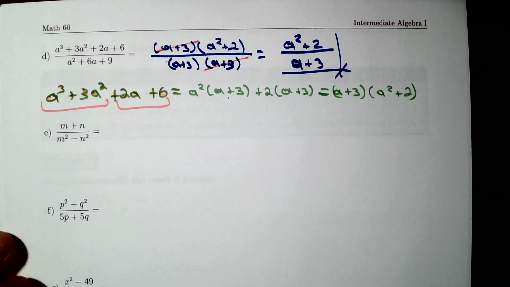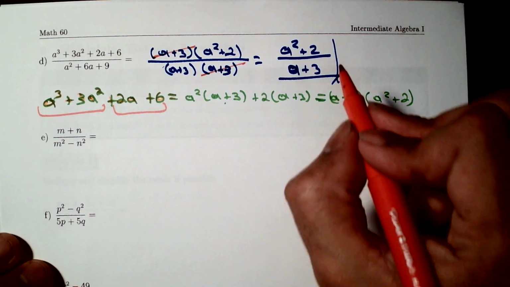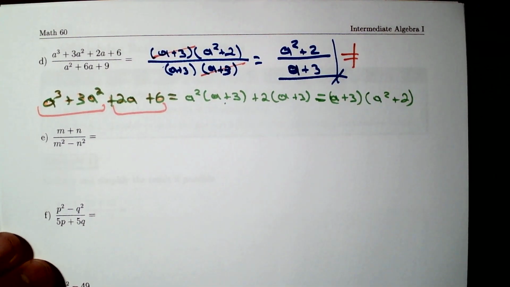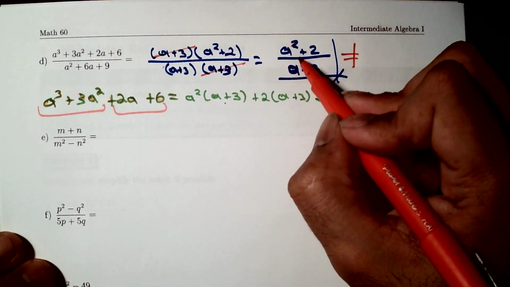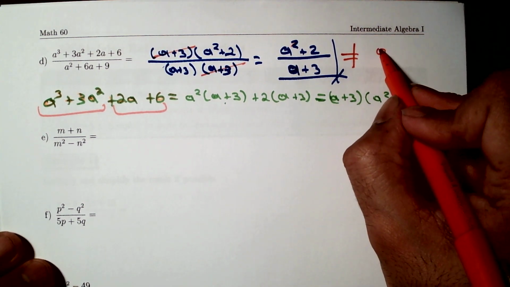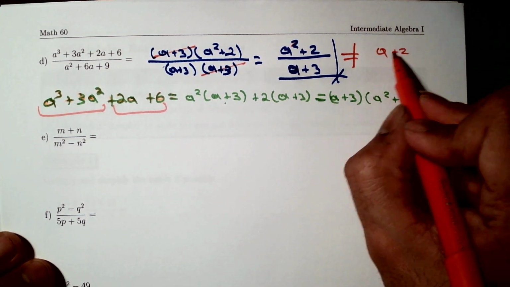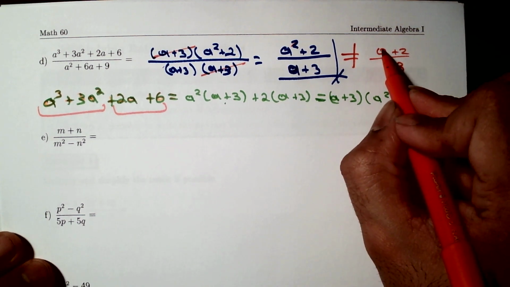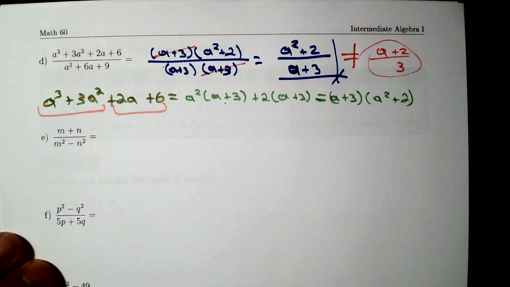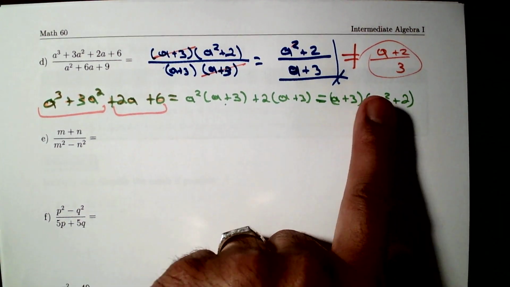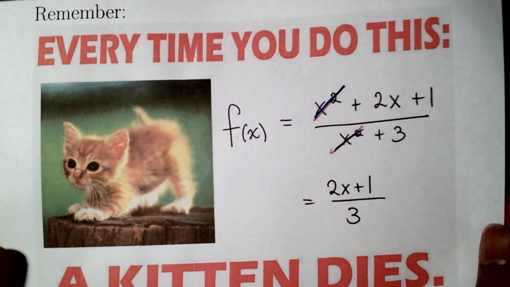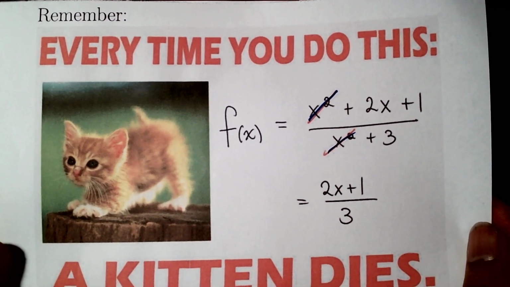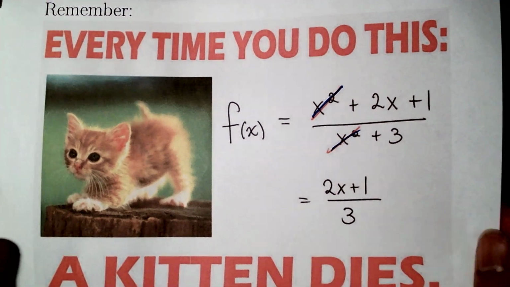Be careful, do not go any further than this. Do not do a squared over a to have an a, and plus 2 over 3. This is not how we cancel terms. What happens every time we cancel out terms? This is what happens. A kitty dies.